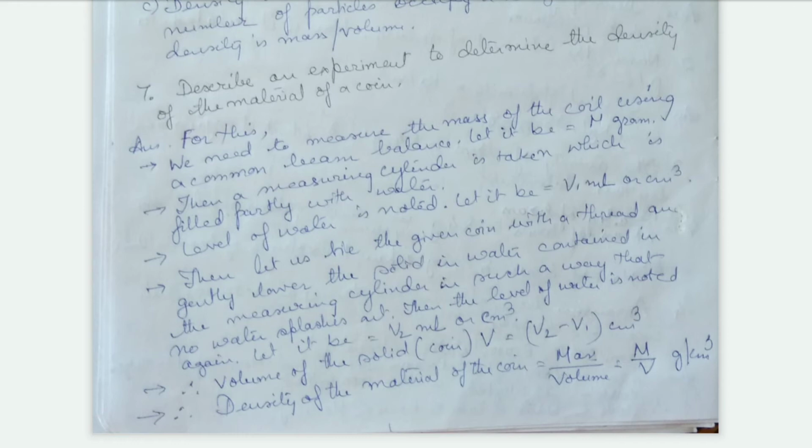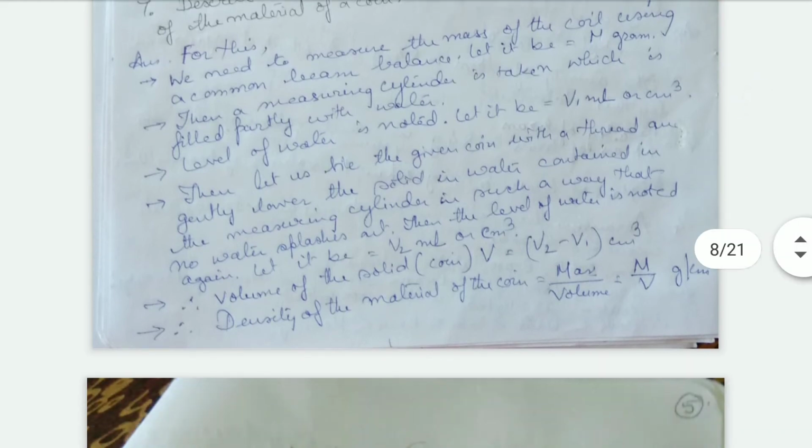Now let us put the coin in. Dip the coin with a thread and gently lower it down so that no water spills out. Therefore, again the water level is noted. We see that the water level rises up, so we note the final water level. Let it be V2 ml or V2 centimeter cube.